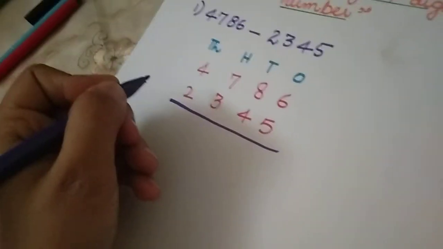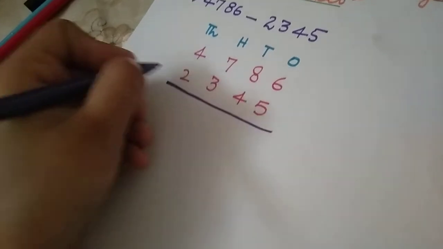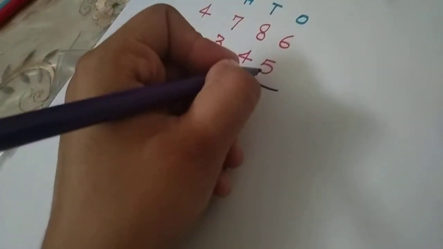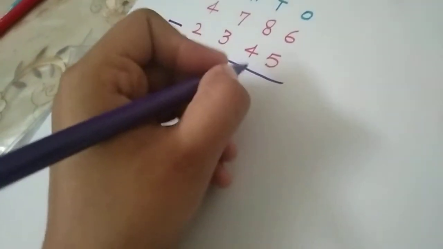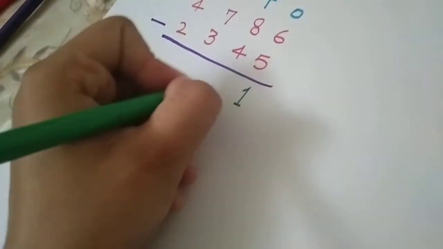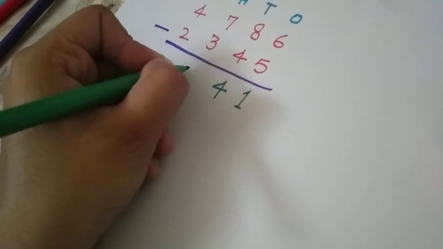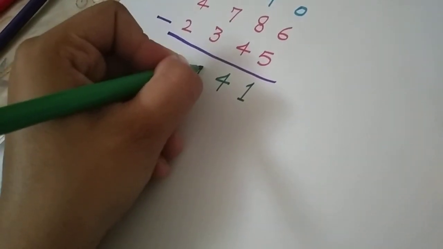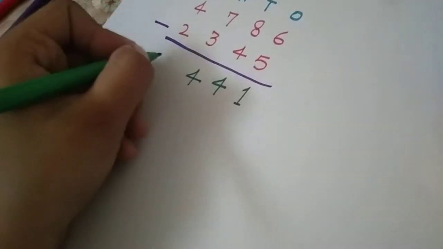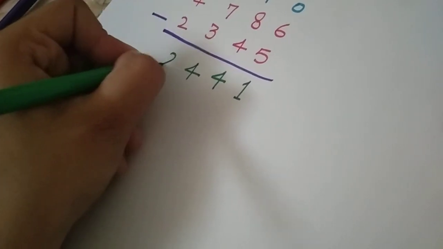Now, how will you subtract it? This is actually very simple. 6 minus 5, what will it be? It will be 1. 8 minus 4, 4. 7 minus 3, 3. 4 minus 2, 2.